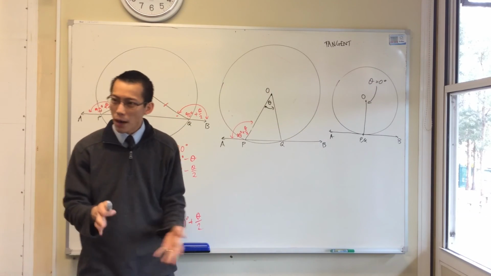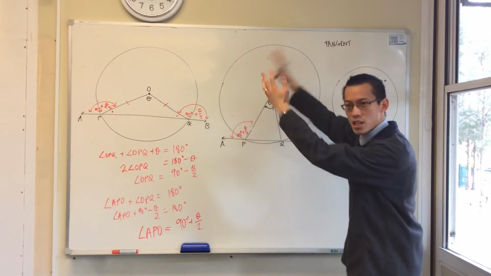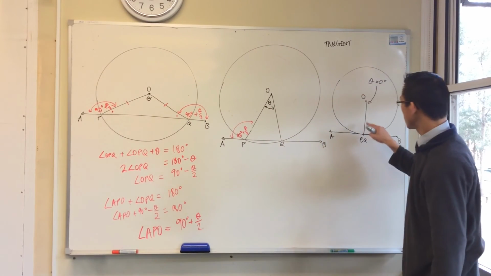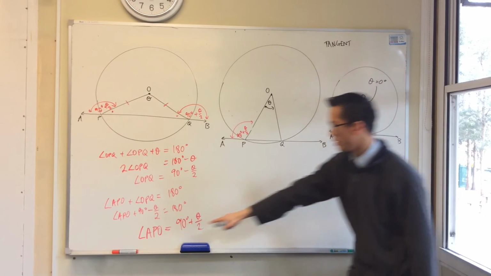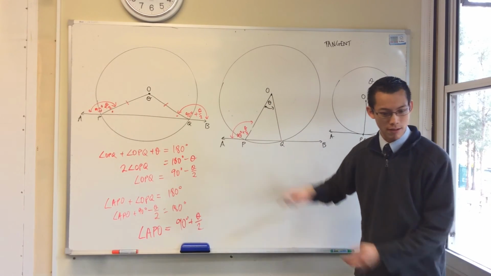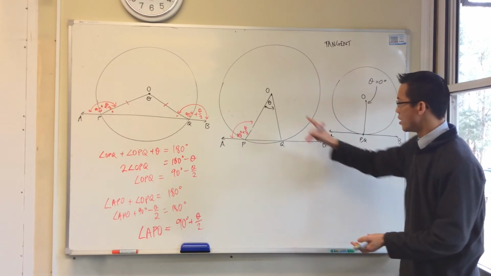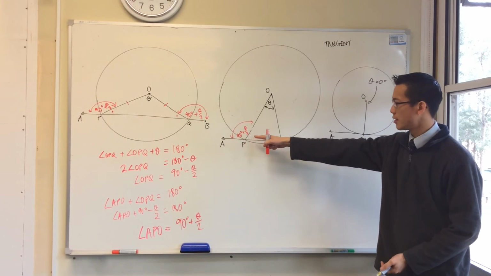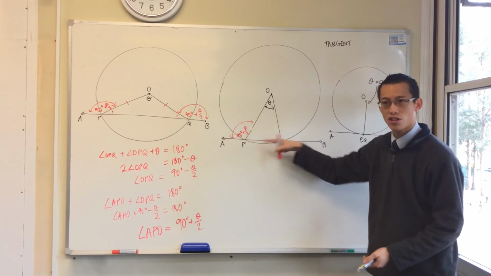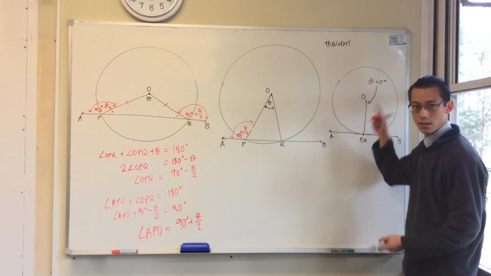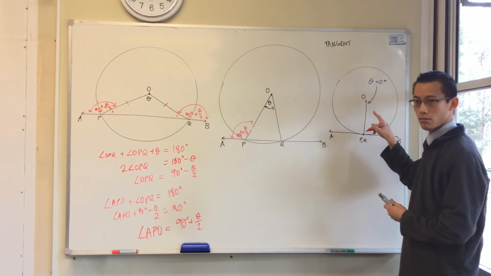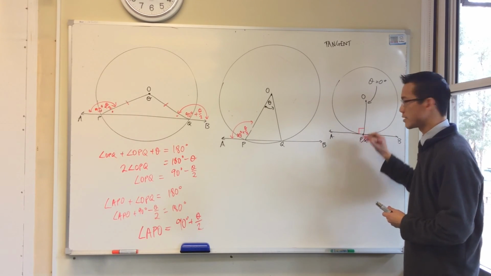But I still haven't changed the arrangement of this situation. So this angle here, APO, is 90 degrees plus theta on 2. But what's theta? 0. So what's this angle? 90. It even looks like that, doesn't it?